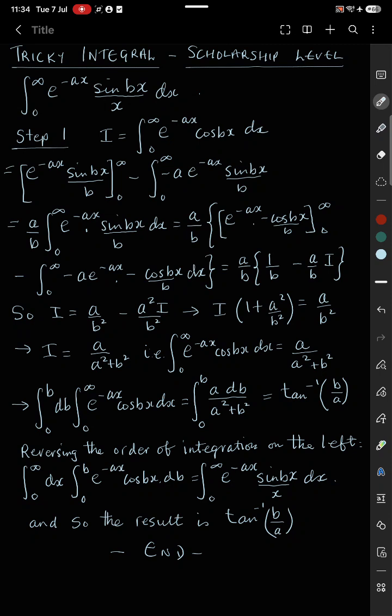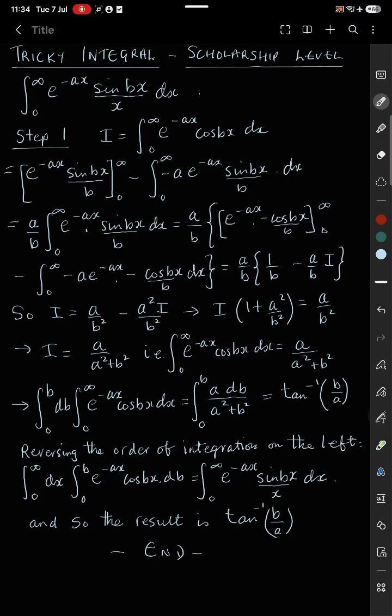integral between 0 and infinity, e to the minus ax cos bx dx. And we use integration by parts to do that. So the next step is the first, which is e to the minus ax times the integral of the second, which is sine bx over b, evaluated between the limits infinity and 0. It actually comes out to 0, that does, minus the integral between 0 and infinity, minus a e to the minus ax sine bx over b dx. So I left out the dx there.